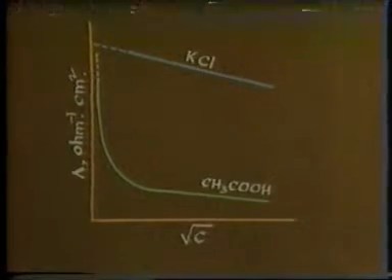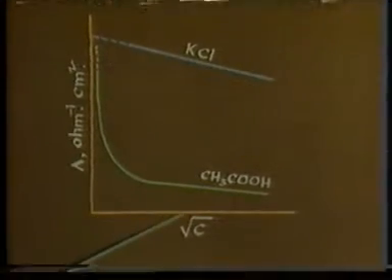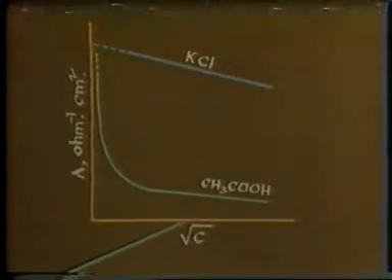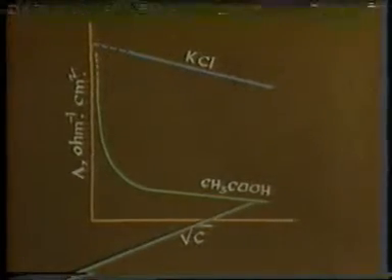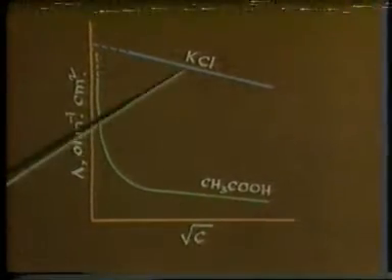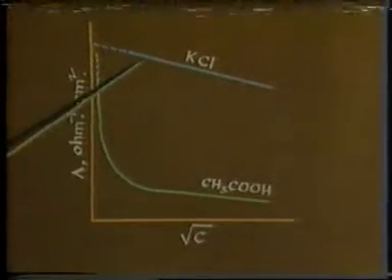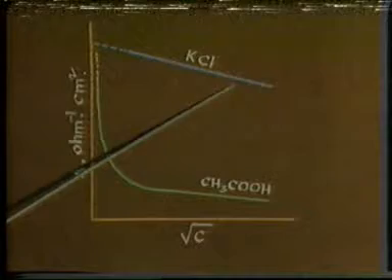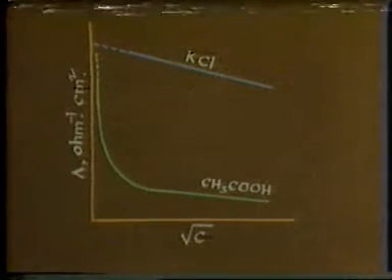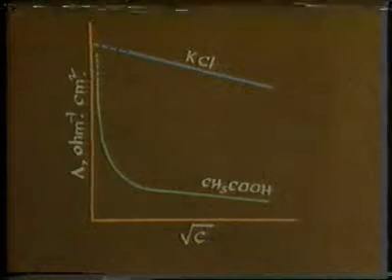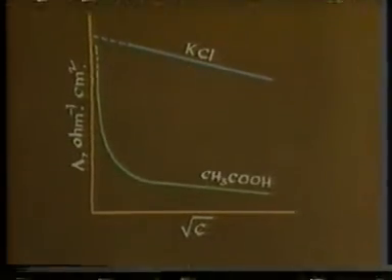According to Arrhenius' theory, the falling off of equivalent conductance with the increase in concentration is due to incomplete dissociation, which is applicable to acetic acid. Whereas in the case of KCl, which is a strong electrolyte, which is dissociated at all concentrations, Arrhenius' theory is inapplicable. Therefore, Arrhenius' theory may explain the behavior of weak electrolytes but not the behavior of strong electrolytes.